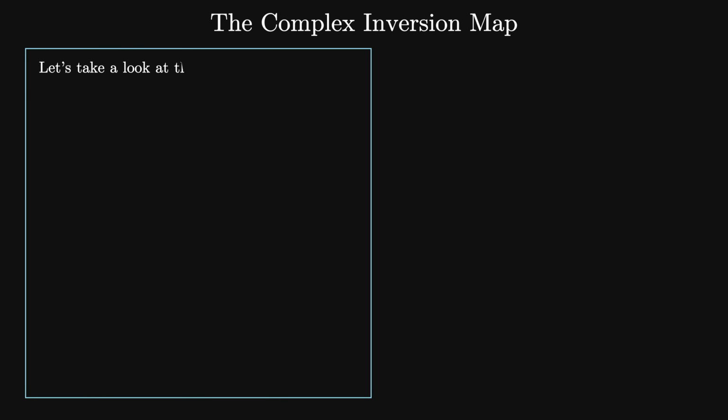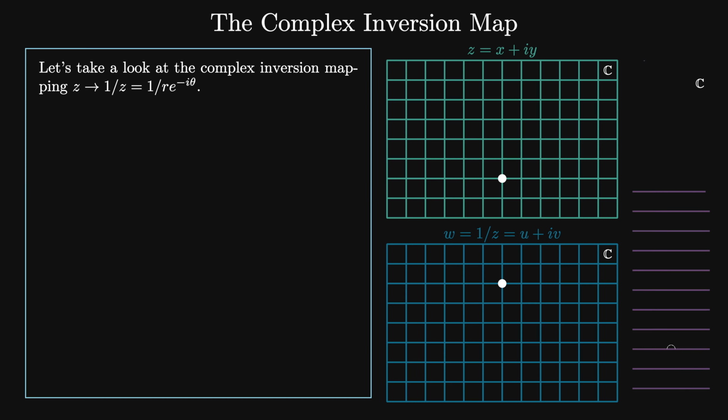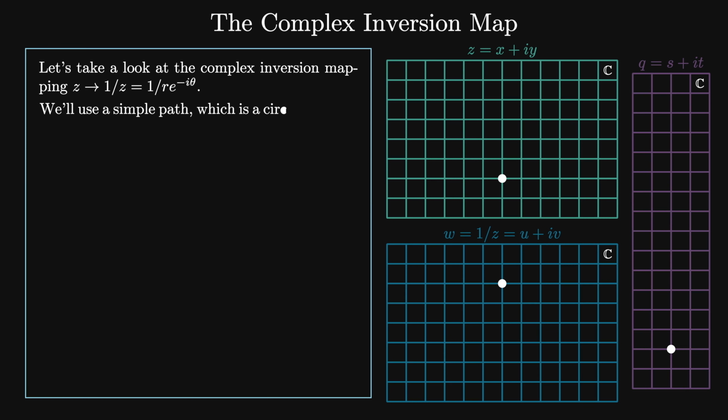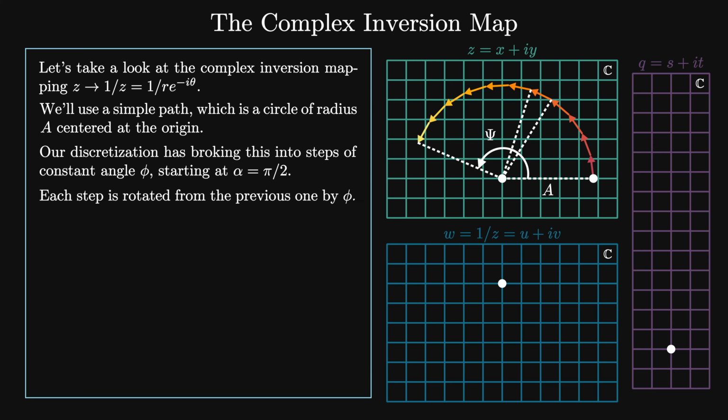Let's take a look at the complex inversion mapping. z goes to 1 over z, which equals 1 over r times e to the minus i theta. We'll use a simple path, which is a circle of radius a centered at the origin. Our discretization has broken this into steps of constant angle phi, starting at alpha equals pi over 2. Each step is rotated from the previous one by the angle phi. The length of each step is the absolute value of delta equals a times phi. Thus, delta equals a times i phi.